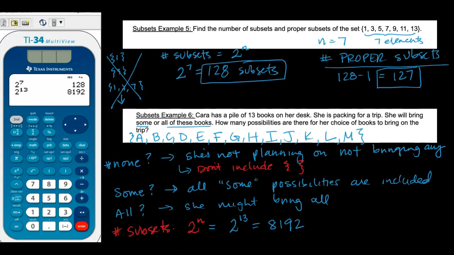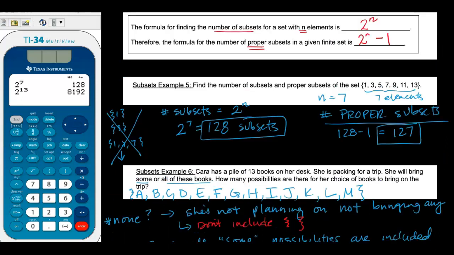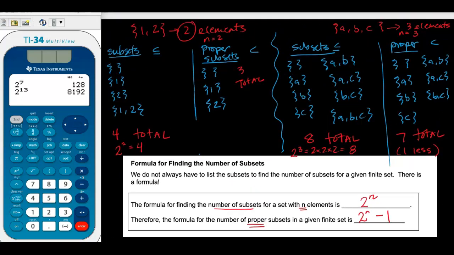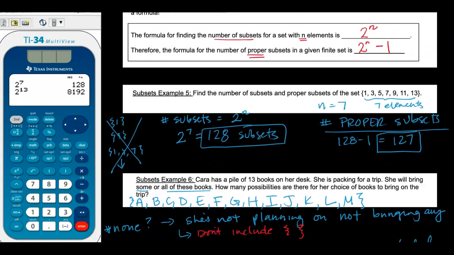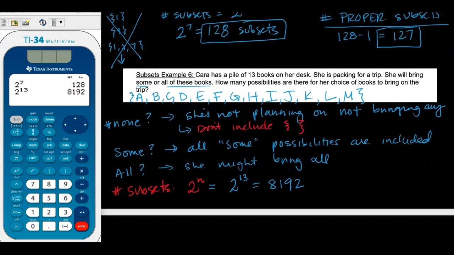So we don't want to include the empty set. And when we use this formula, when we list out the subsets, that always includes the empty set. In fact, you can even look at the example that I did at the beginning of the video. When I listed out the subsets for 1, 2, I included the empty set. And same with proper subsets. When I listed out the subsets for a set ABC, I included the empty set. So because of that, I'm going to take off 1.